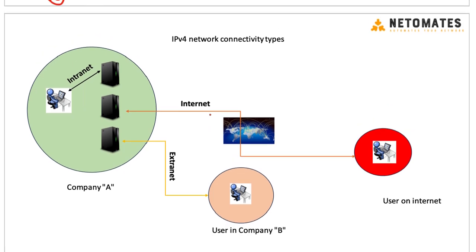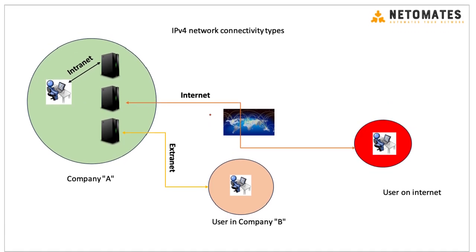Now let's look at the different network connectivity types we can see in the real world. If you take company A, they have some servers. Let's say they are running some websites, and one of these servers is running a website, but it needs to be open only for the employees within the company, not for everybody on the internet. This type of environment is called an intranet, meaning internal to the company. So these resources can be accessed only if you are part of that company.